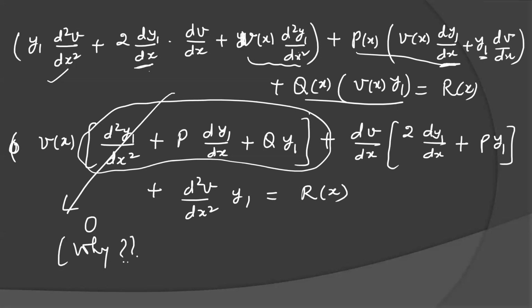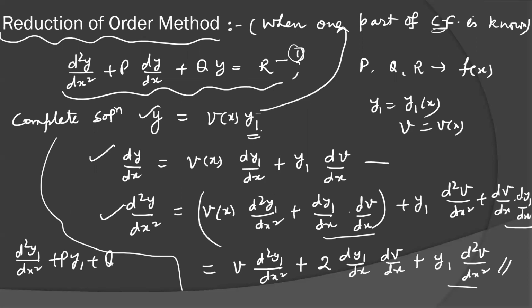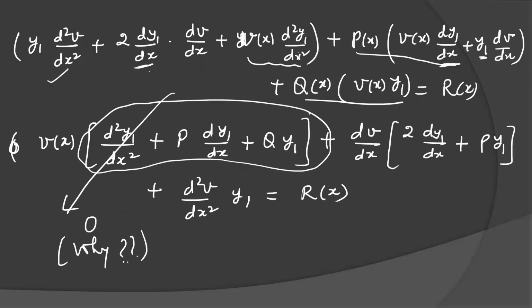Yes. See part 7. I told you y1 is the solution of CF. So y1 will satisfy the corresponding homogeneous differential equation. Homogeneous means d2y1 by dx2 plus py1 plus q p dy1 by dx plus qy1 equal to 0. Because y1 is the solution of complementary function, one part or one solution. So this will satisfy the homogeneous part, means this term is going to be 0.